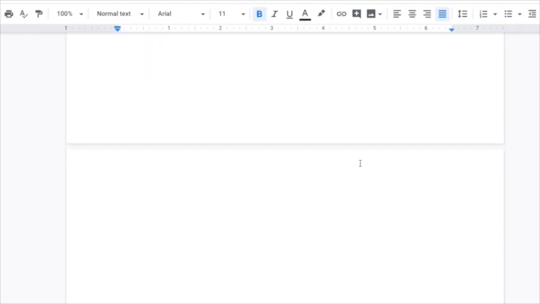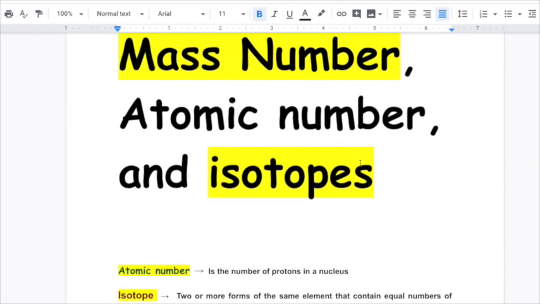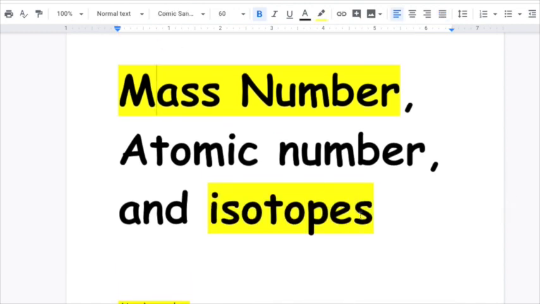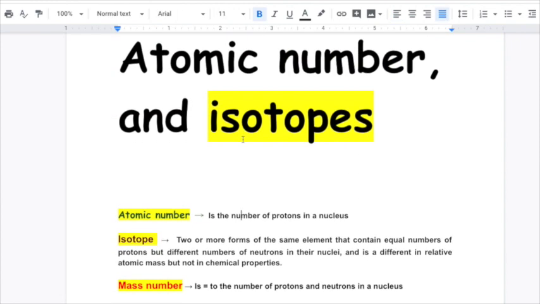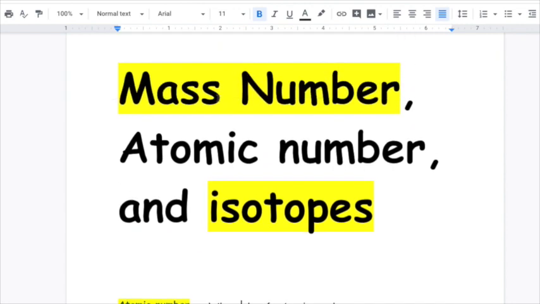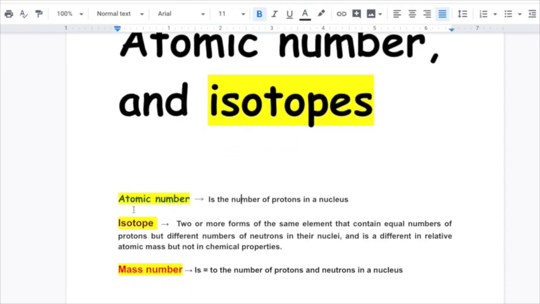Okay, now we're on our last subject, and it's mass number and isotopes. I'm going to explain what isotopes, atomic number, and mass number are. I already explained the atomic number, but I wanted to include it because it's relevant, so it'll be good. So, 3 subjects: mass number, atomic number, and isotopes. In fact, 2, since we went through atomic number: it's the number of protons in a nucleus.